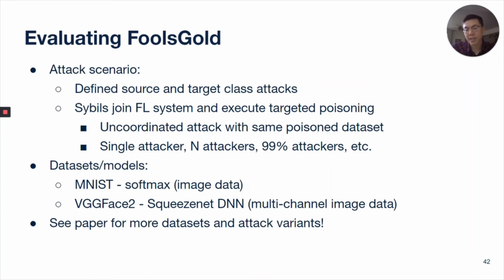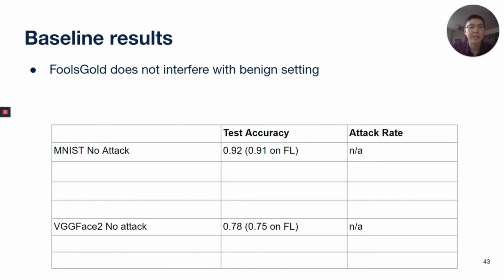We consider a single attacker, many attackers, an overwhelming number of attackers, and other strategies in our paper. In this talk, we will only show 2 datasets, MNIST, the digit recognition task, and VGGFace 2, the face recognition task that uses deep learning, but our paper has more datasets and attack variants, so I urge you to take a look and see for yourself. We first validate that FoolsGold does not interfere with the benign setting. So we execute a situation where there is no attack occurring in federated learning and compare federated learning to a system with FoolsGold and show that the results are similar.